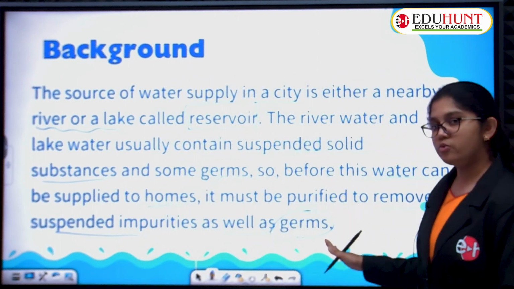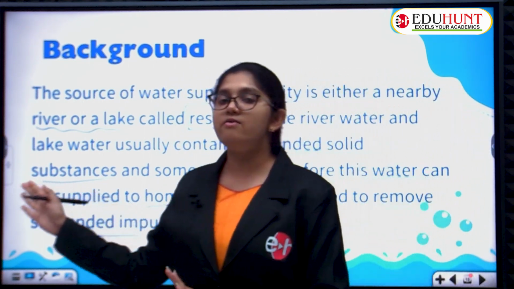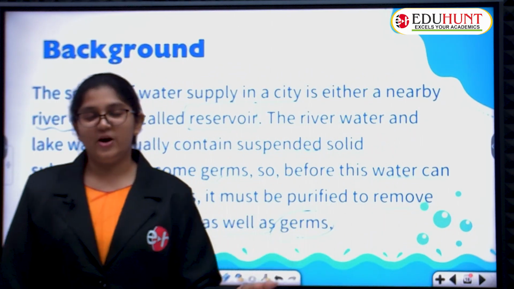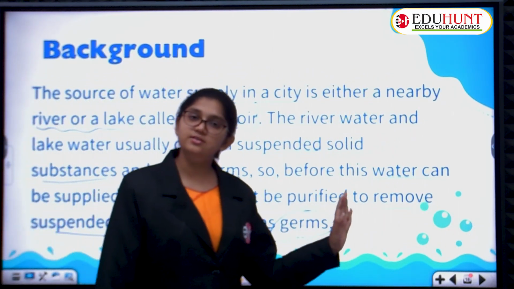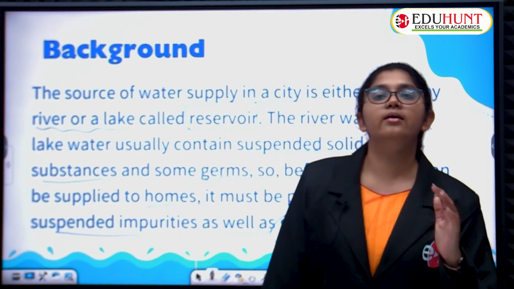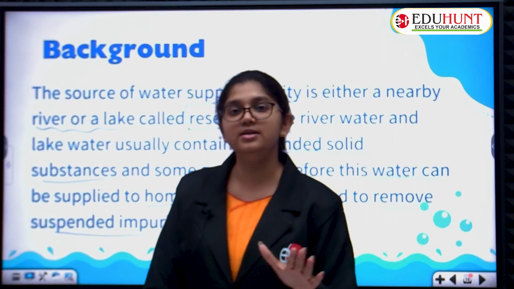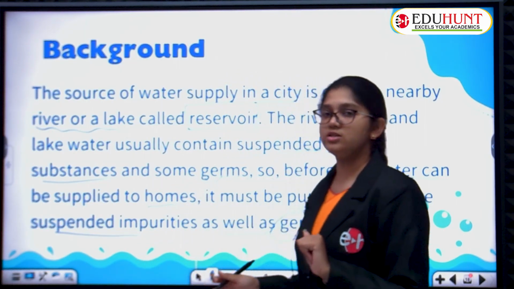So this is all about the background work, from where we are getting the source of water: from a reservoir, the river, a nearby lake or a nearby river. Okay, so are we taking it directly, children? No, we are going to remove the suspended particles, the impurities, and also the germs. Yes, so we'll see what's next.